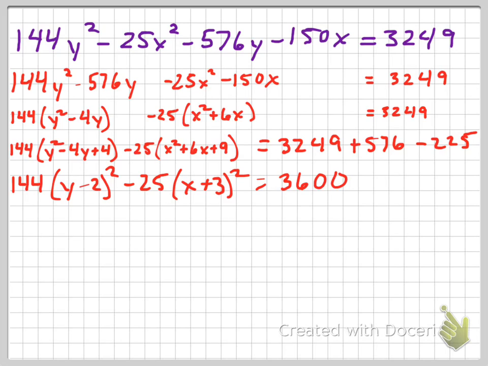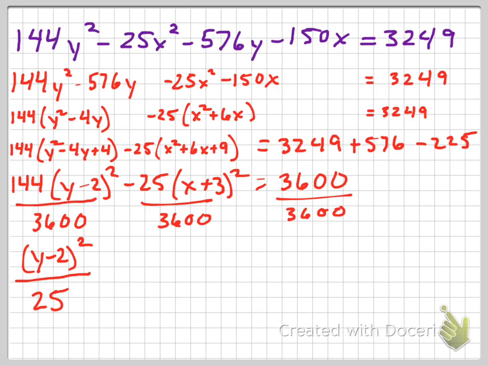So like yesterday, we need to divide everything by 3,600. Like so. And I'll bet that those fractions turn out really nice. 144 over 3,600 reduces to 1/25. 25 over 3,600 reduces to 1 over 144 equals 1.